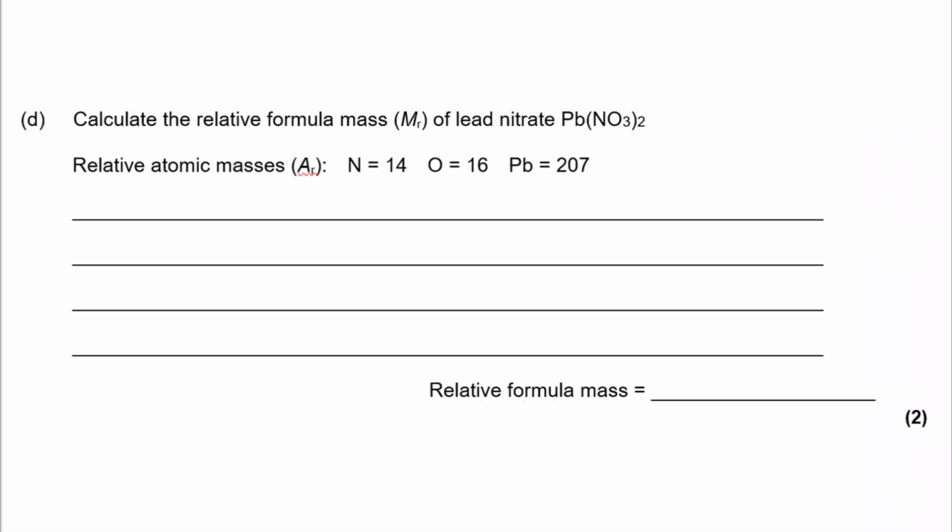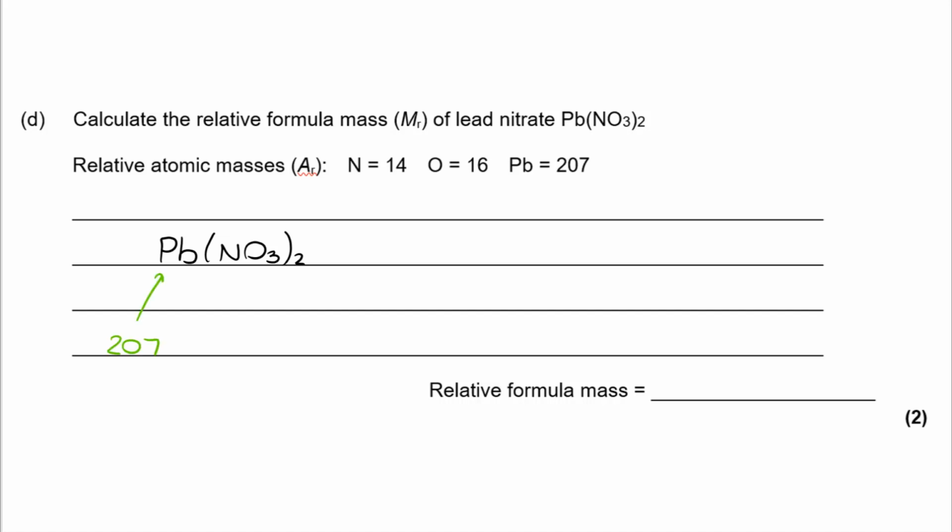Okay, let's move on to part D, a relative formula mass question. You calculate relative formula mass by adding relative atomic masses. They've been provided here, but if they're not provided to you in the exam, this is the bigger of the 2 numbers on the periodic table. So I've written down here the lead nitrate. I'm now going to start substituting the figures in.